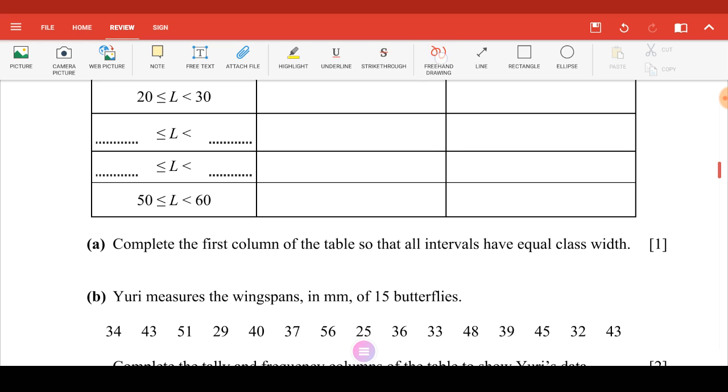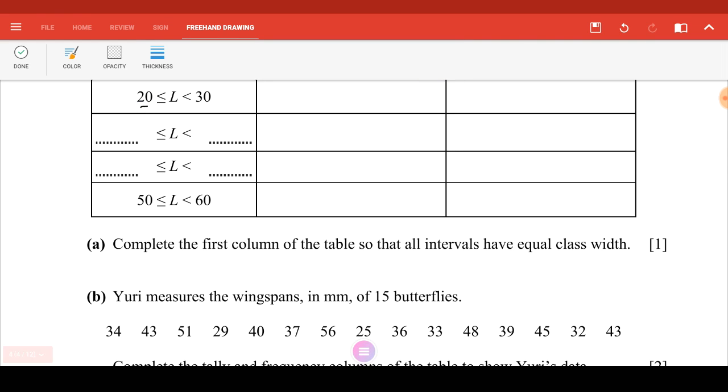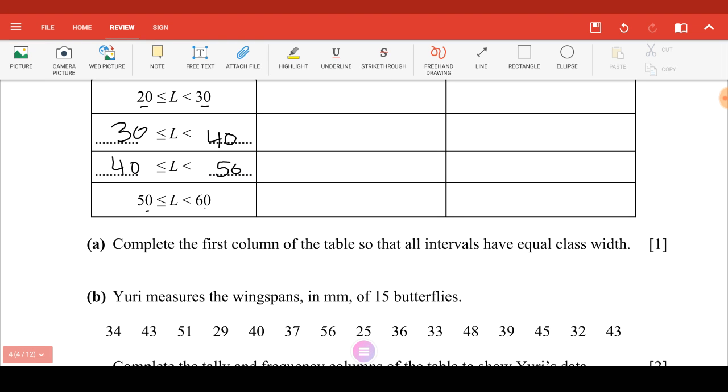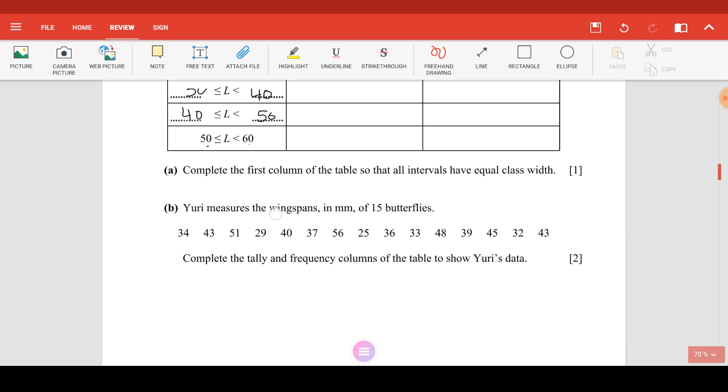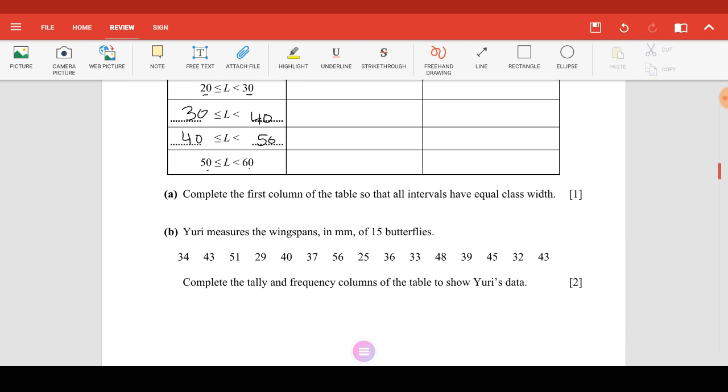Okay, as you see here, the interval classes should be equal. So 20 to 30, this should be 30 to 40, 40 to 50, and this is 50 to 60. This is number 1. Number 2, let me minimize the paper. Okay, letter A, complete the first column, it's okay.